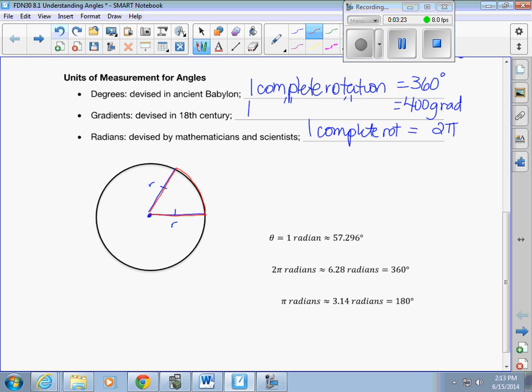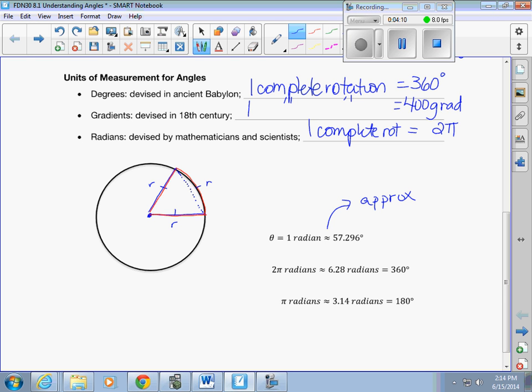But if we do a little bit of reshaping, to change my color, we could stretch it out, flatten it out, and then this would give you approximately an equilateral triangle. So theta is equal to 1 radian, and 1 radian is the equivalent of 57.296 degrees. This little double squiggle means approximate.